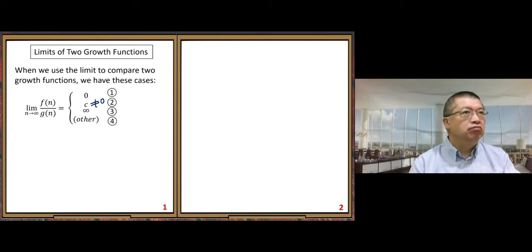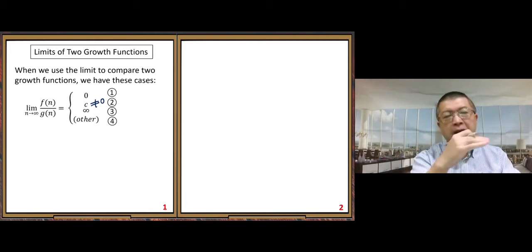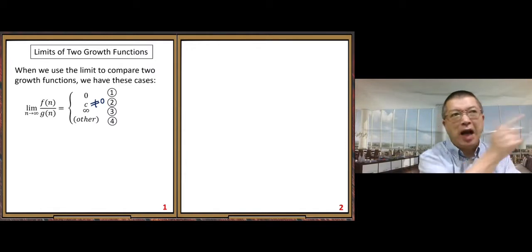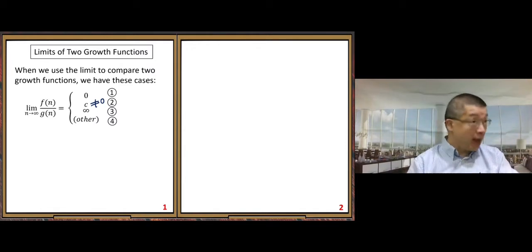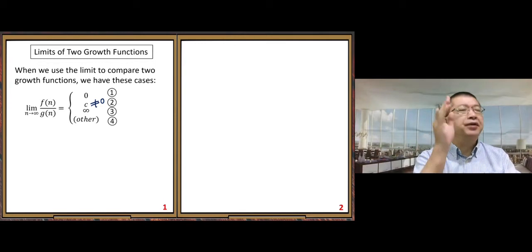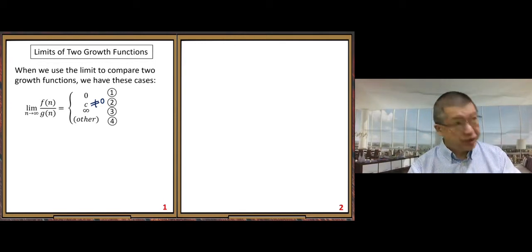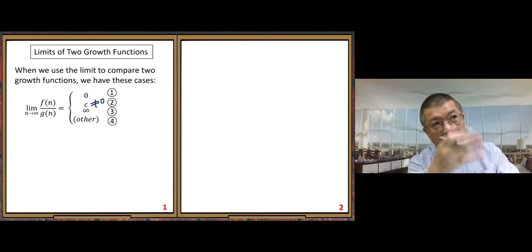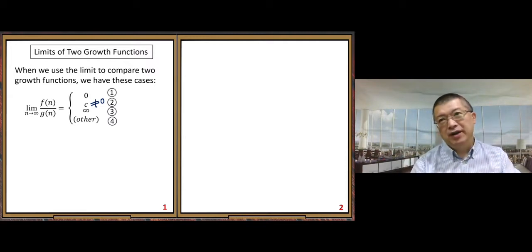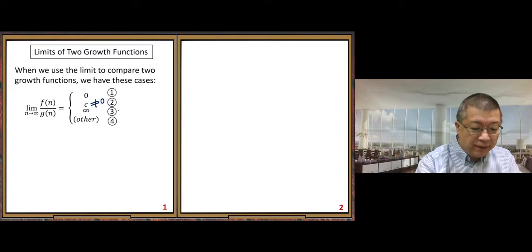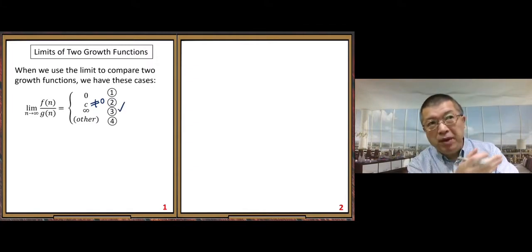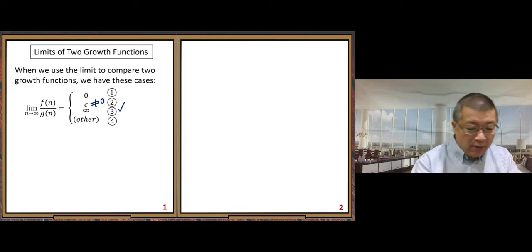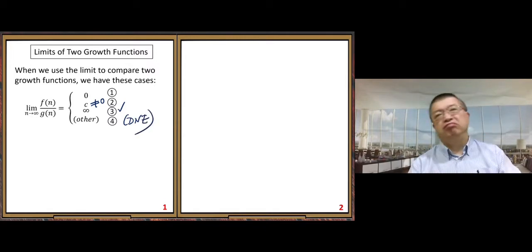The last one, other than the first three cases, there is a last possible case. What's that? The limit does not exist. The first three cases, we can treat the limit as existing. Even in case 3, we can describe the limit as infinity. But case number 4, the limit does not exist. All right.